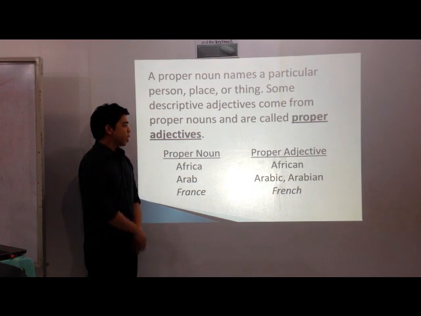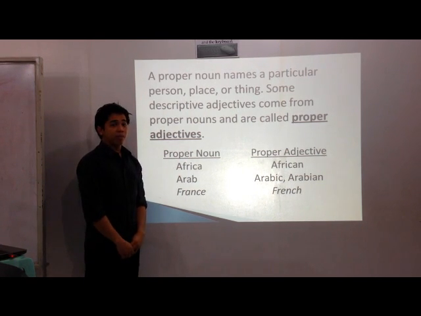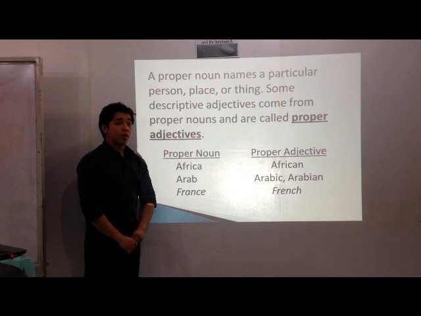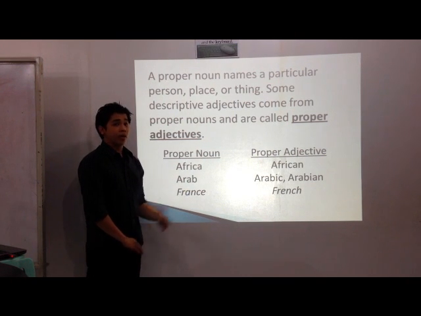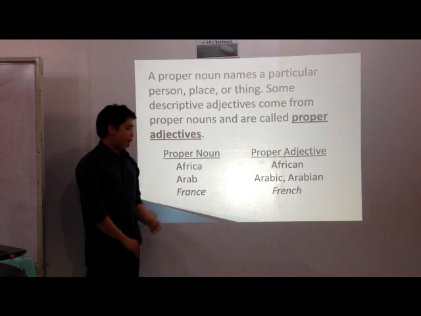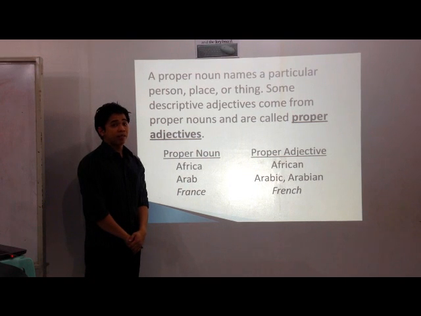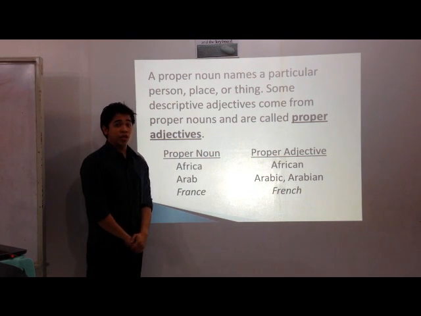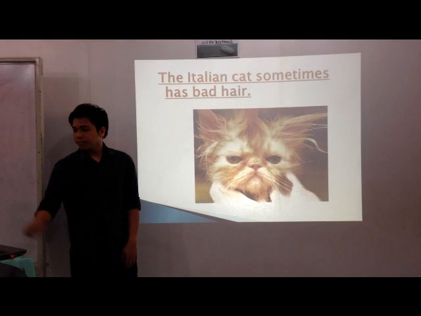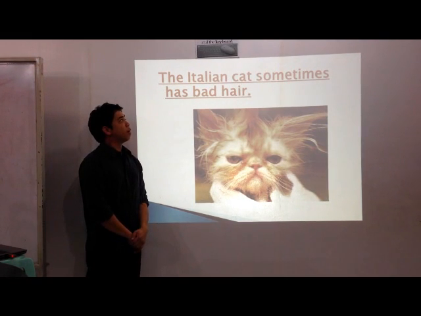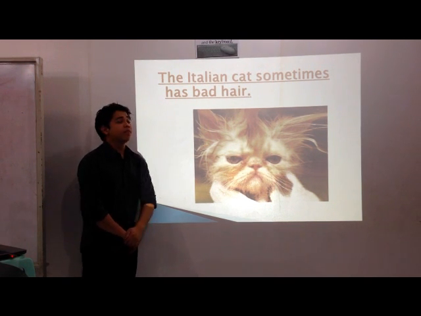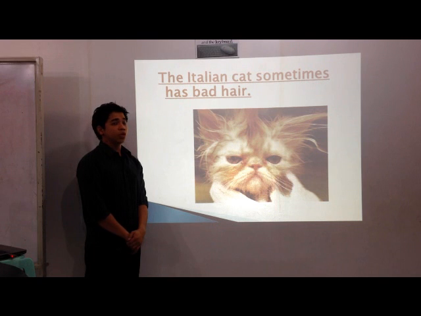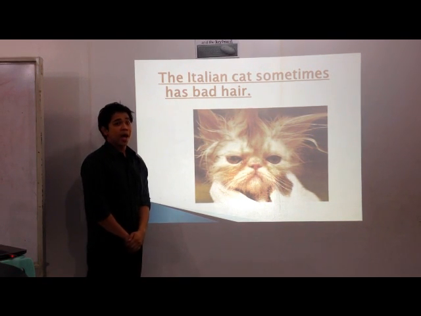For example, if we have a proper noun like Africa, the proper adjective that corresponds to it is African. If we have Arab, we have Arabic and Arabian. And if the proper noun is France, the proper adjective that corresponds to it is French. Example, the Italian cat sometimes has bad hair. Again, the noun in the sentence is the word cat, and the word used to describe the cat is the word Italian, which happens to be a proper adjective.